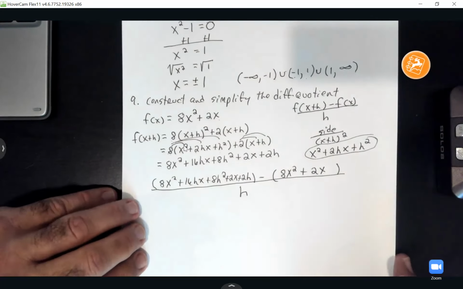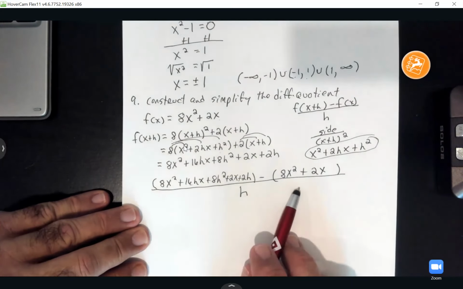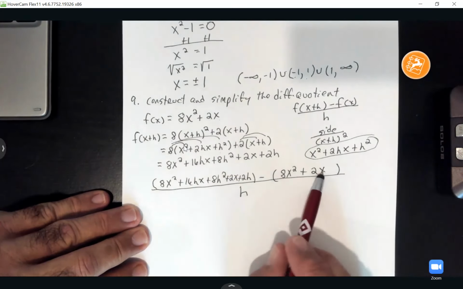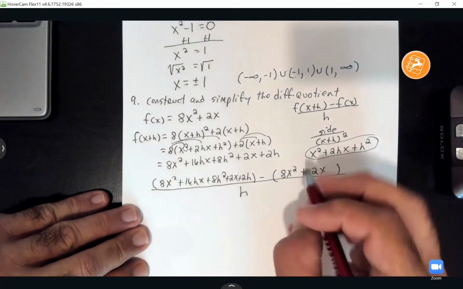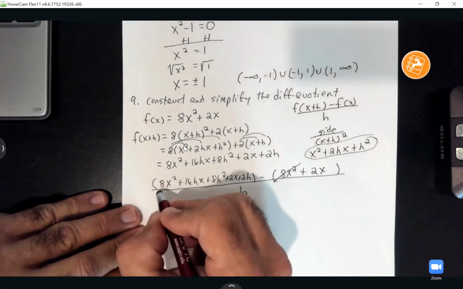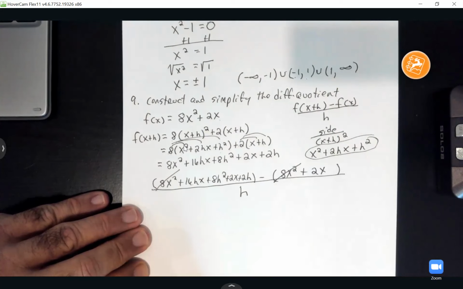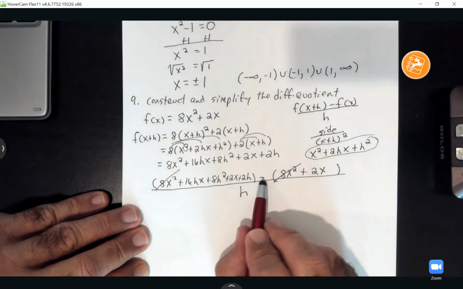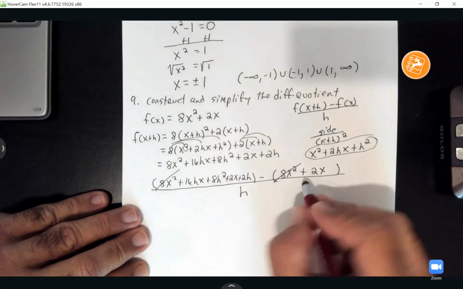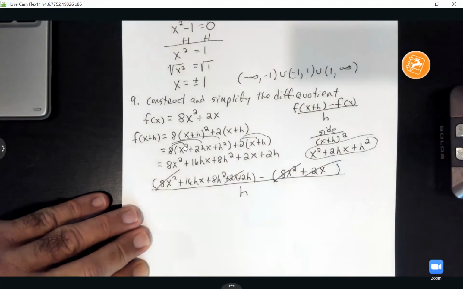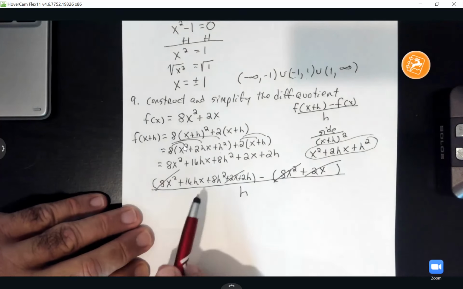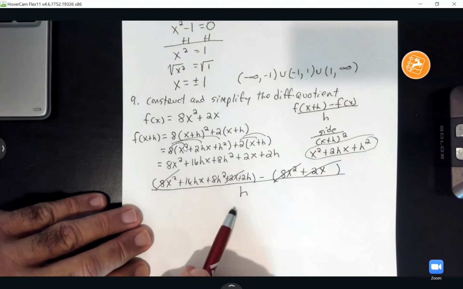So do y'all remember this part now? I'm going to start canceling. Everything in the second parentheses will cancel with its same likeness in the first parentheses. So this negative 8x squared will cancel with that positive 8x squared. And remember, this is like a negative 2x. So this negative 2x here will cancel with that 2x. At this point, all that's left has the h's in it.